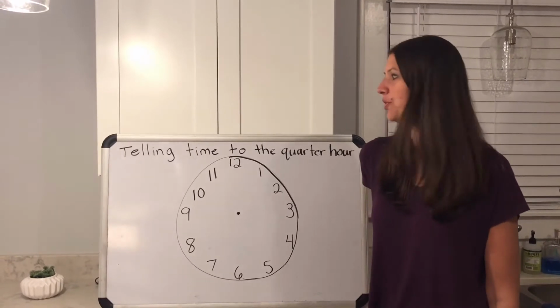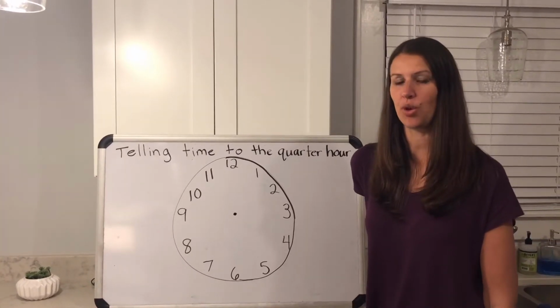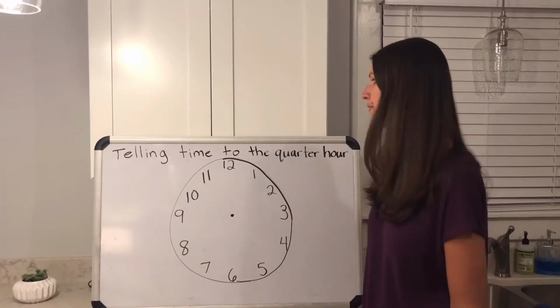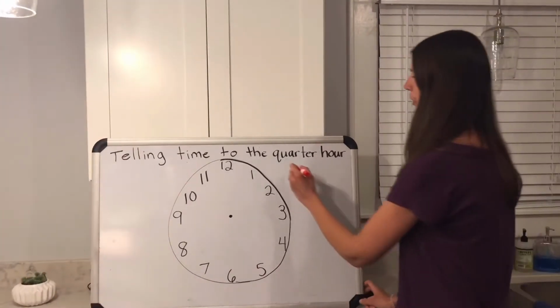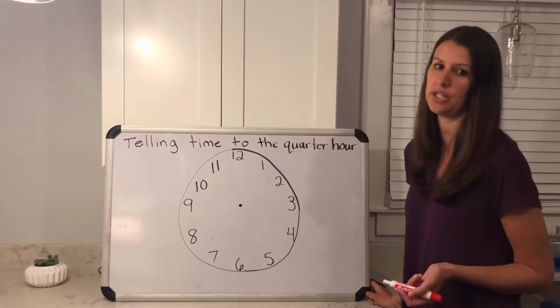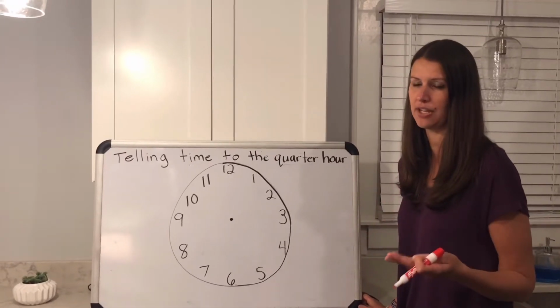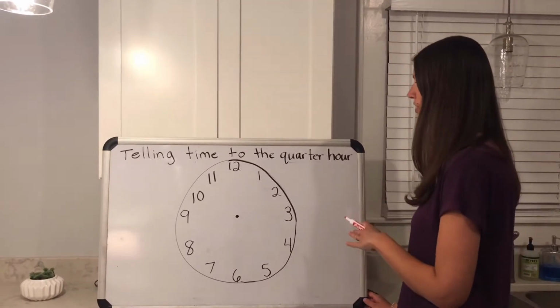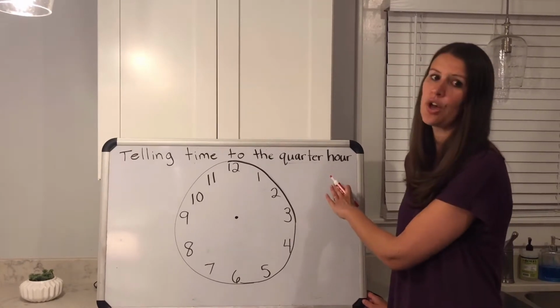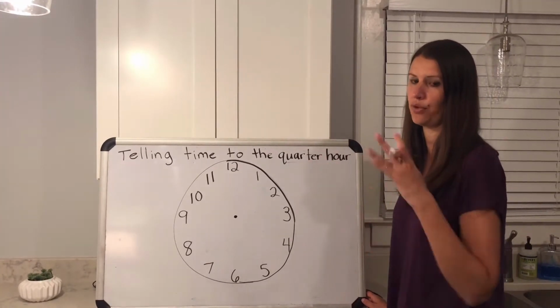So today we're going to be working on telling time to the quarter hour. If you think about the word quarter, when we're talking about money, there's 4 quarters in a dollar because quarter is another way of saying fourth. So whether we're talking about hours or money, when we talk about quarters, there's 4 sections.